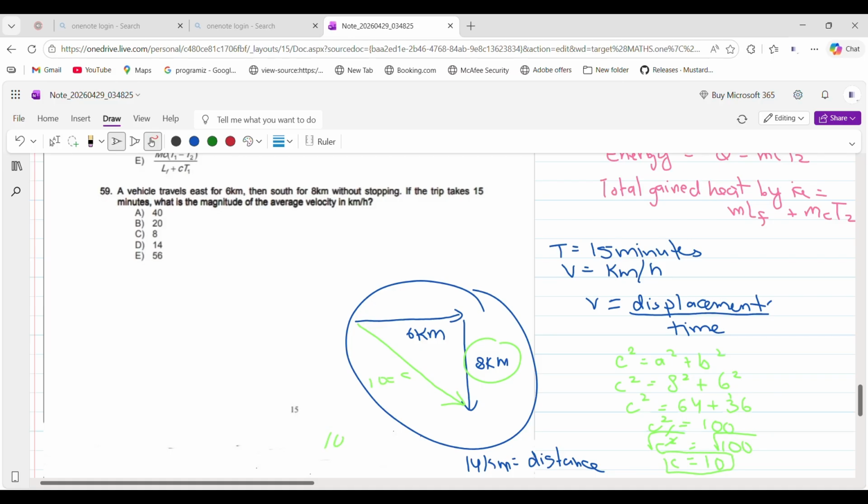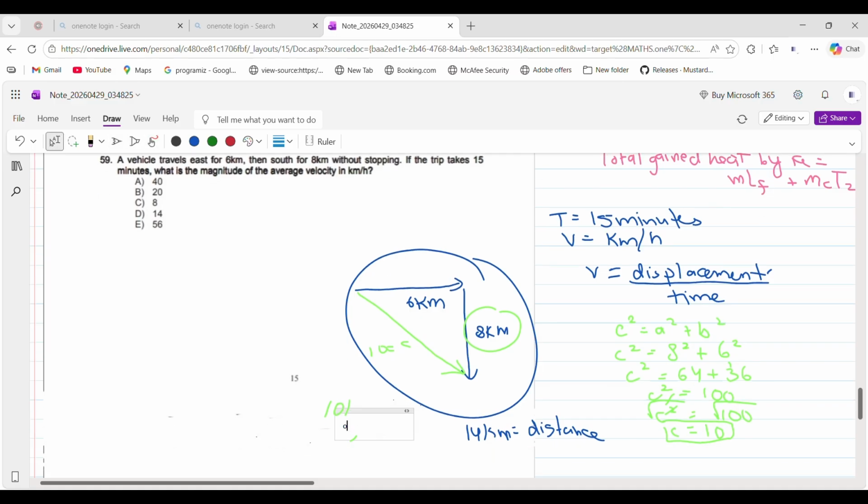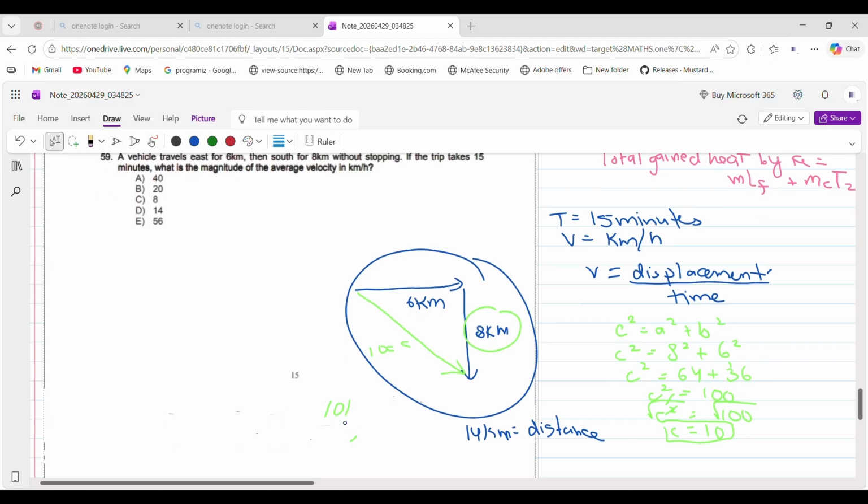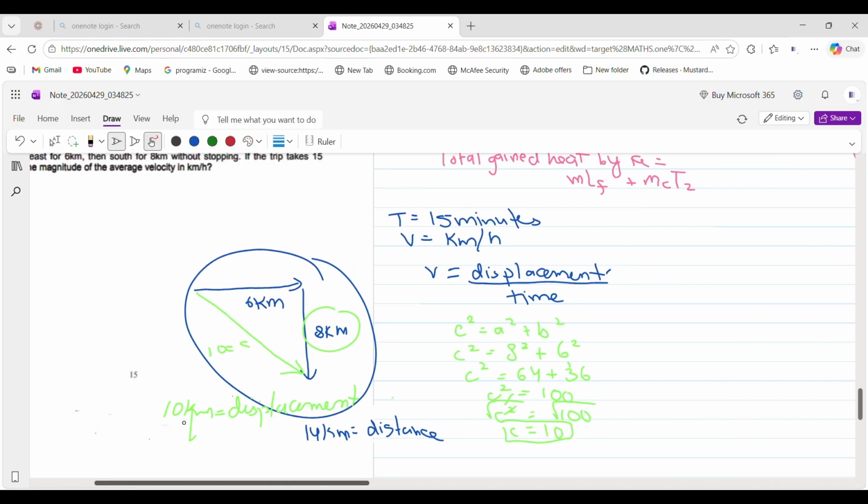So 10 kilometer is basically the displacement you have. Now just substituting its values. After substituting the values, the displacement we basically got is 10.